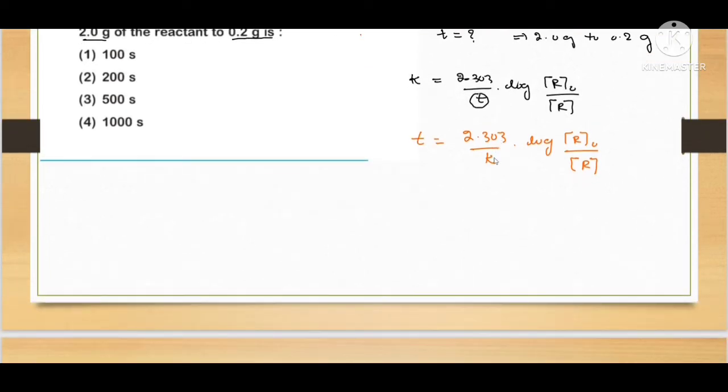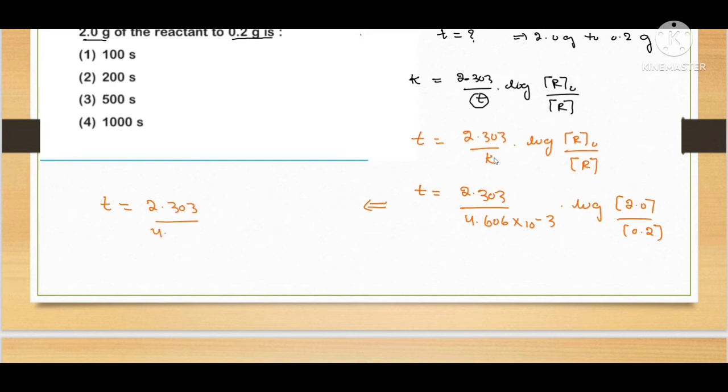Then substitute the above values. t equal to 2.303 by, here k, the rate constant value, is 4.606 into 10 power minus 3, into log of initial concentration 2.0 by final concentration 0.2. You can simplify. t is equal to 2.303 by 4.606 into 10 cube into log of 2 by 0.2.